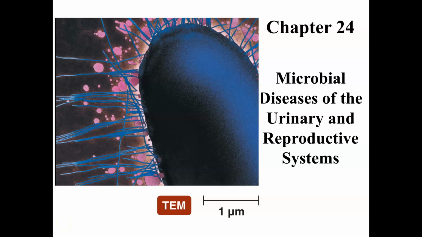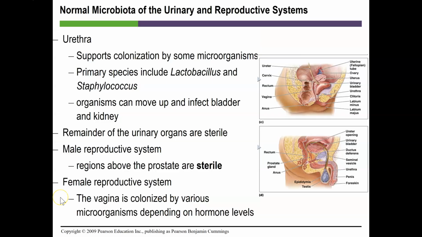All right, here's maybe the favorite chapter of the semester because it's the last one and quite interesting. I find that young people are often a little bit more morbidly fascinated by this one than some of the other chapters. We're going to talk about microbial diseases of the urinary and reproductive systems, and that includes some of the more common STDs. There's a few more that are listed in your textbook, and we're not going to cover them all because there's a few that are not common in the United States.